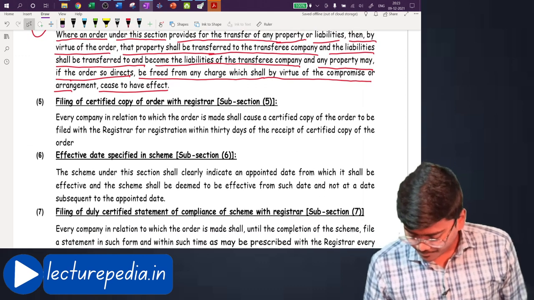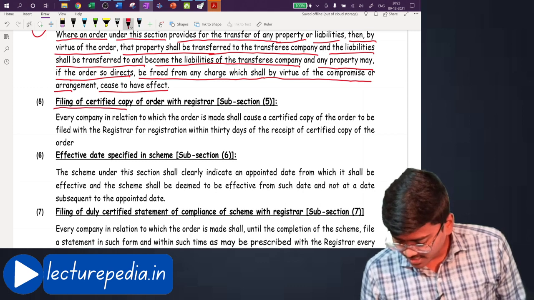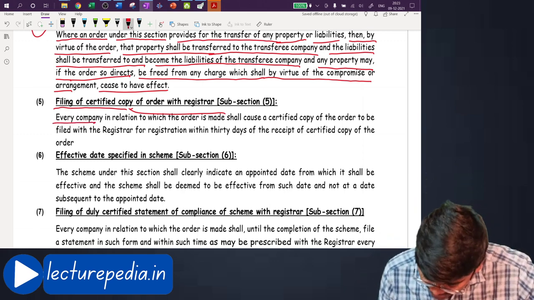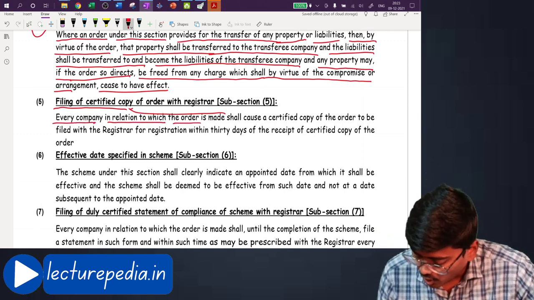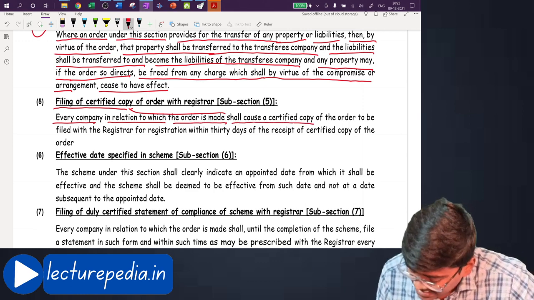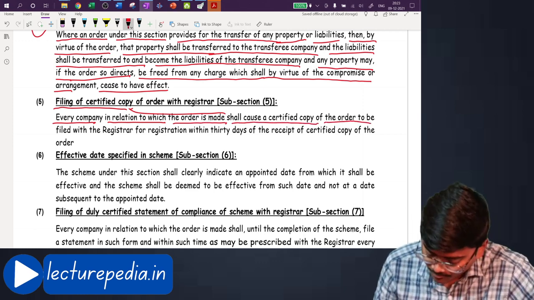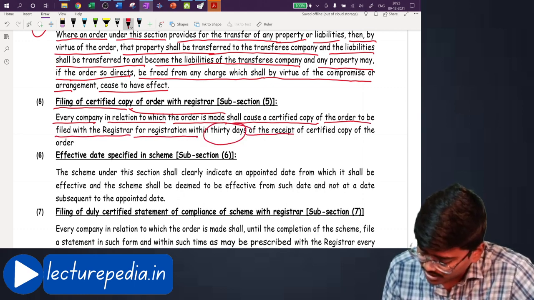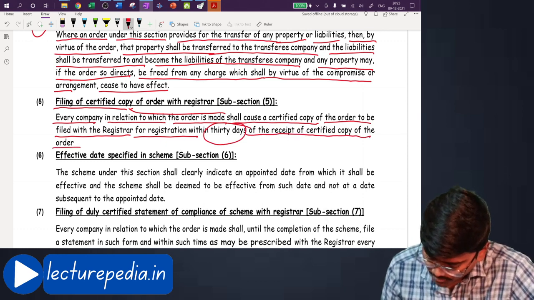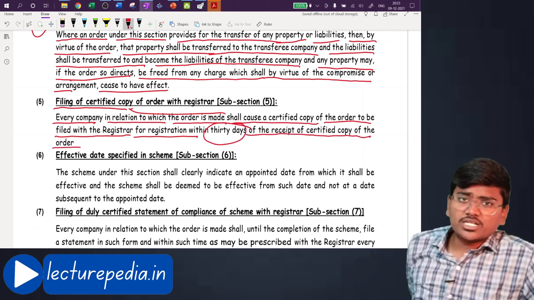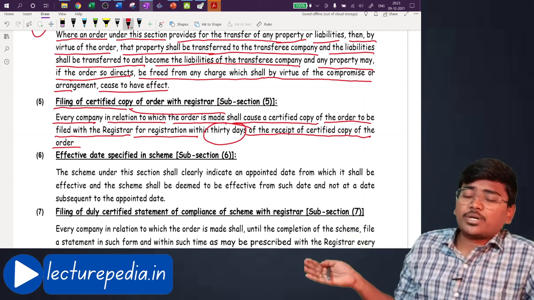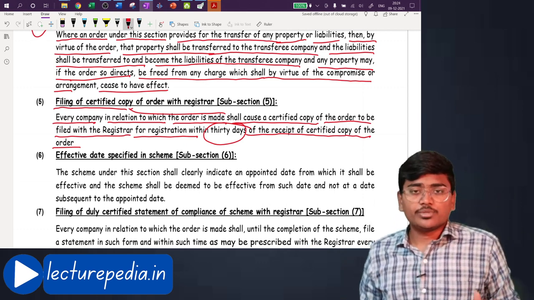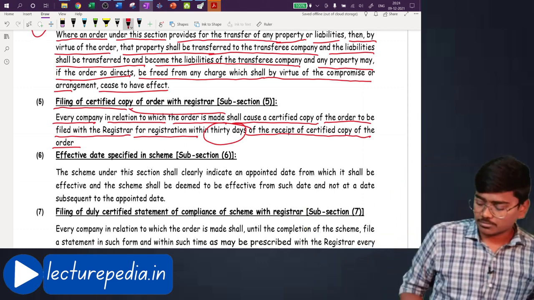Coming to subsection 5, filing of certified copy of order with registrar. Every company in relation to which the order is made shall cause a certified copy of the order to be filed with registrar for registration within 30 days of receipt of certified copy of the order. The same thing which we have read in section 230. The final order that has been passed by the tribunal has to be submitted to the registrar by the company within 30 days from the date of receipt of the order.